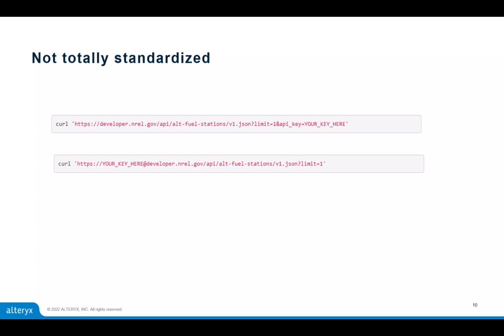Now, I'd just like to note that API key authentication isn't exactly a standardized request format. Even in the example of that specific nrel.gov API that we were just looking at, we were able to authenticate using the X-API-Key header. However, we also could have applied the API key as a URL parameter, as you see here, or even as part of the base URL. This isn't true of all APIs that use API key authentication.